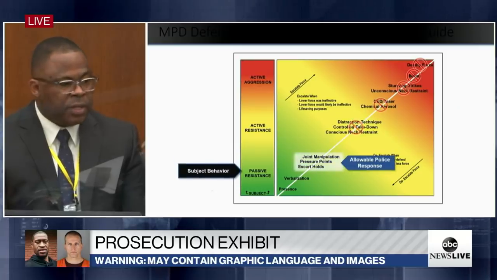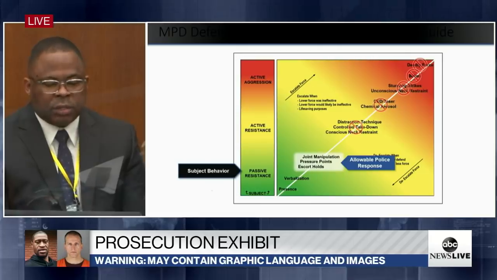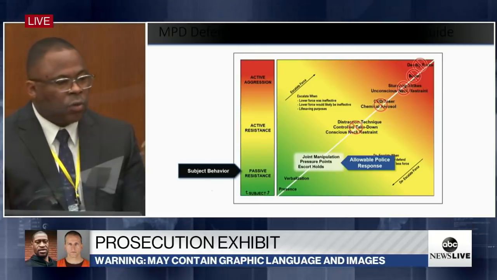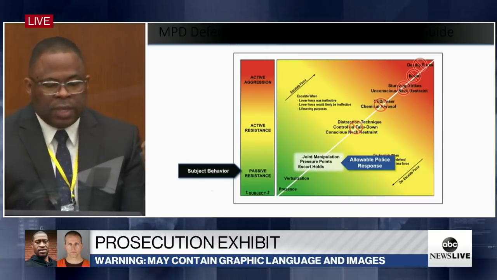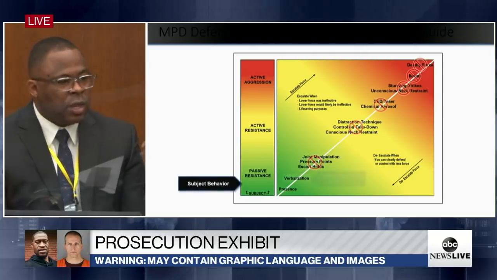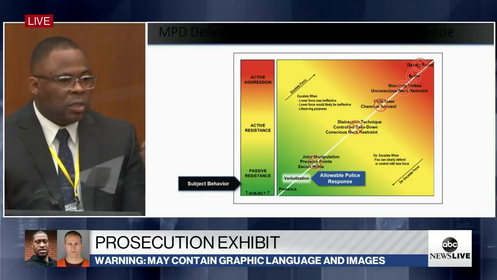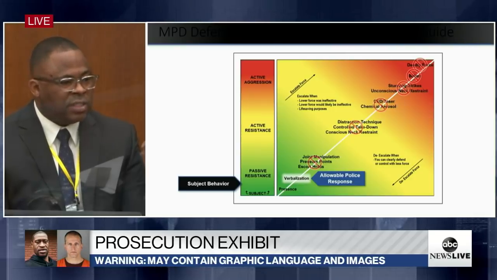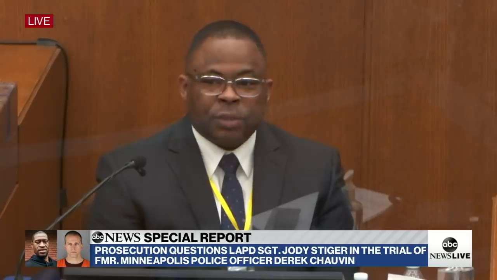Moving down, if the subject's behavior is passive resistance, then an officer can use a joint manipulation or a pressure point or escort holds, and these are probably the most commonly used types of force when officers are in the field. And then lastly, you have verbalization and just an officer's presence when the person is complying or possibly passively resisting just verbally. And if no resistance is offered? Then just your presence.